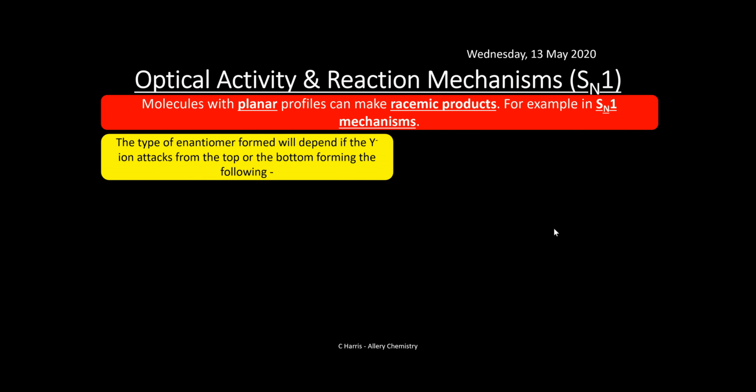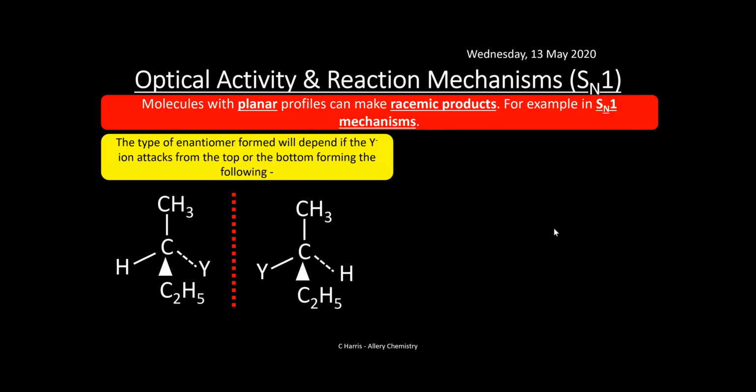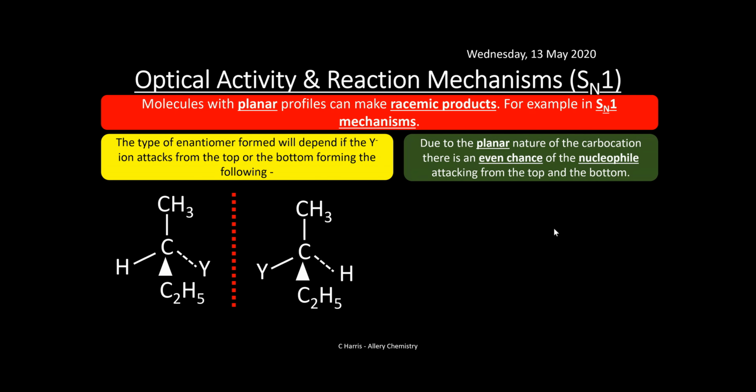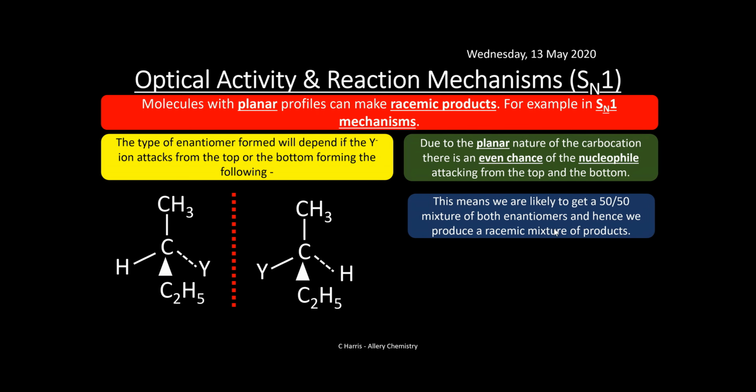Okay, coming back onto this. The type of enantiomer formed will depend on whether the Y minus attacks from the top or the bottom, and it forms the following. So you can see we formed both of our enantiomers there. Due to the planar nature of that carbocation, there is an even chance of the nucleophile attacking from the top and the bottom, so we're likely to get a 50-50 mixture of both enantiomers. Hence, what we're producing here is a racemic mixture.